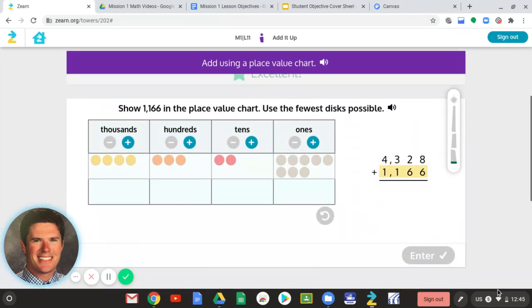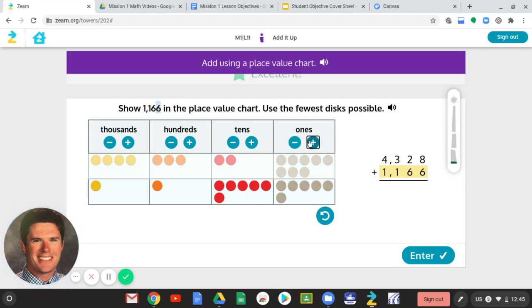And then it says we're going to show 1,166 in the place value chart using the fewest possible. So we're going to show the second number now. So how many thousands are in 1,166? There is 1,000. How many hundreds? There is 100. How many tens? Well, look in the tens place, there are 6. And how many ones? There are also 6 ones.